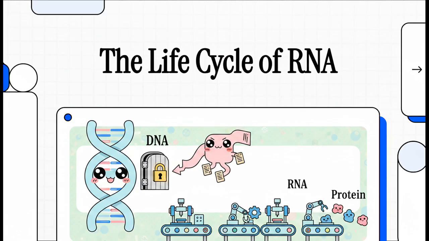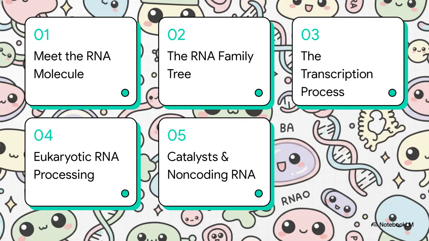Well, enter RNA. Today, we're going to explore the absolutely fascinating life cycle of this incredibly dynamic, short-lived worker that takes that static genetic code and literally brings it to life. Let's just dive right into our roadmap for today. First, we'll meet the RNA molecule, then look at the RNA family tree, move into the transcription process, check out how we process eukaryotic RNA, and finally, look at catalysts and non-coding RNA.